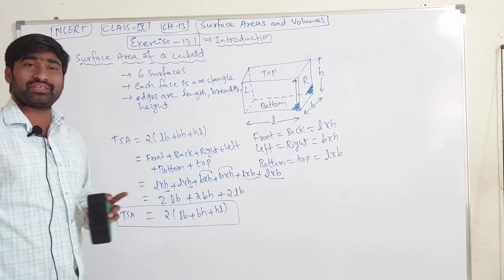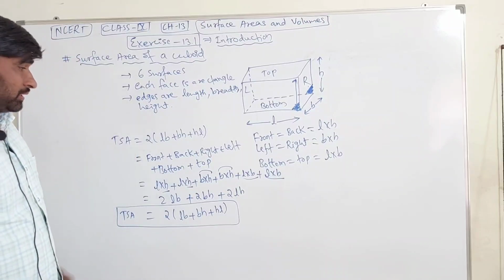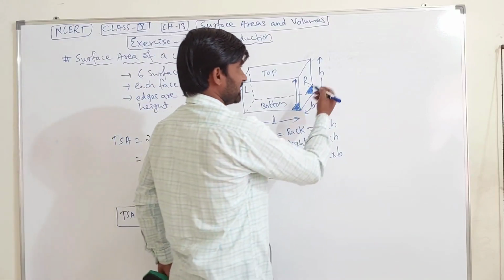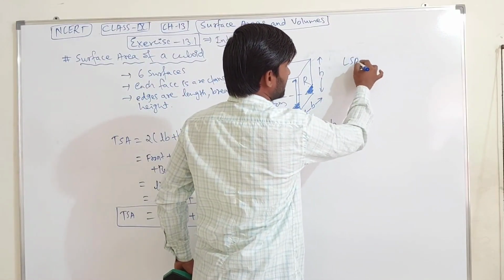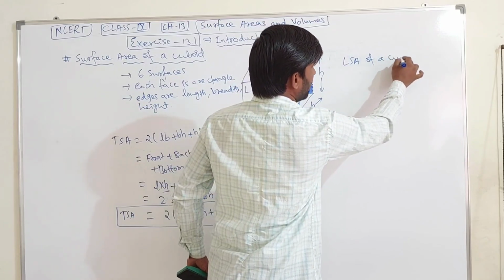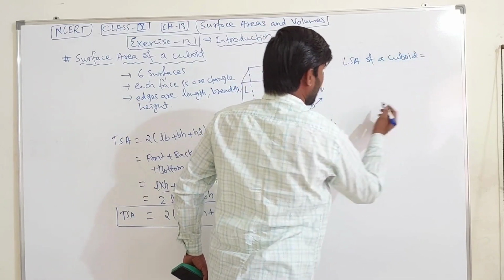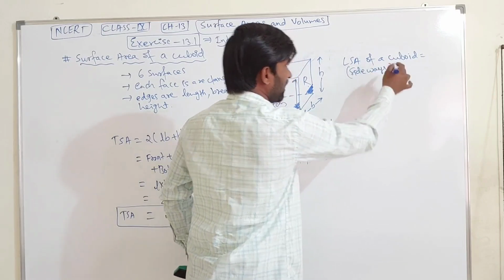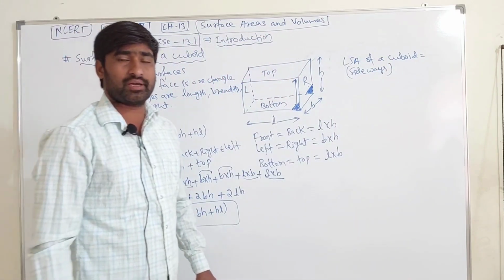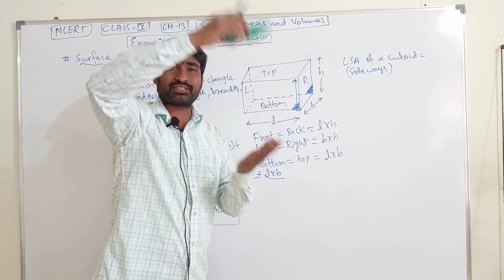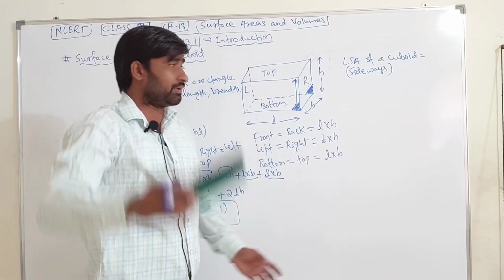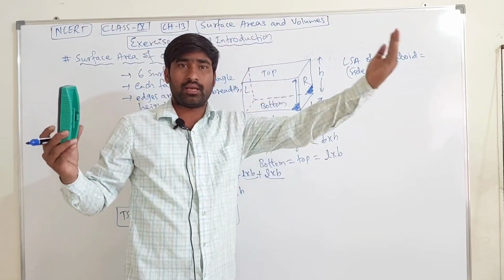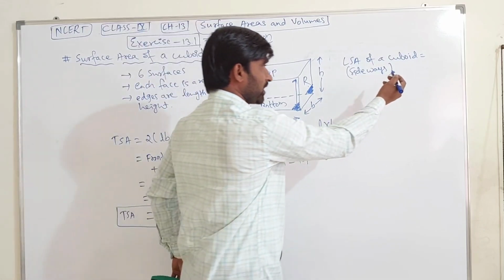So this is all about surface area of a cuboid. Now let us talk about lateral surface area of a cuboid, LSA. Lateral means sideways. While finding the lateral surface of any solid, the bottom and top are excluded, we will not count them. We will take only 4 sides: front, back, right, left. So here we have to take only 4.